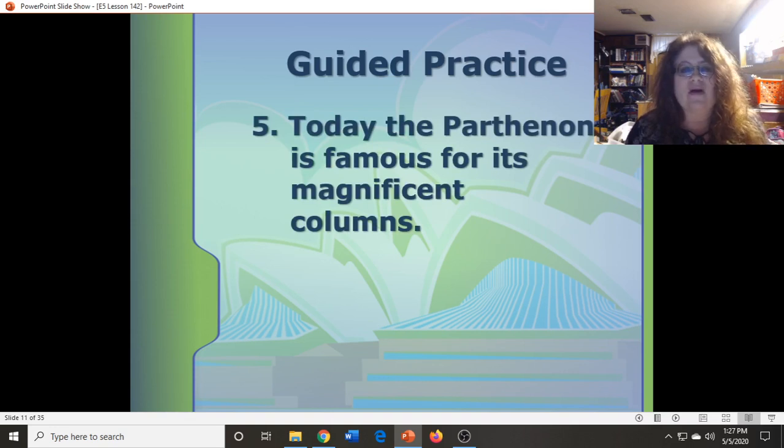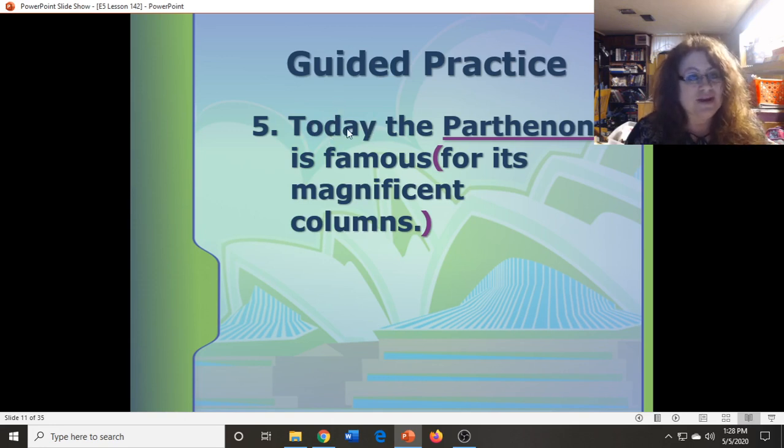Number 5, today the Parthenon is famous for its magnificent columns. Okay, let's get rid of the prepositional phrase, for its magnificent columns. Now, what we have left is, today the Parthenon is famous. Now, when we're looking for the subject, we're looking for what the sentence is about. You might be tempted to say, Mrs. Harshaw, the subject is today. But if you look carefully at this sentence, is this sentence about today? No, this sentence is about the Parthenon. Today is an adverb answering the question when.